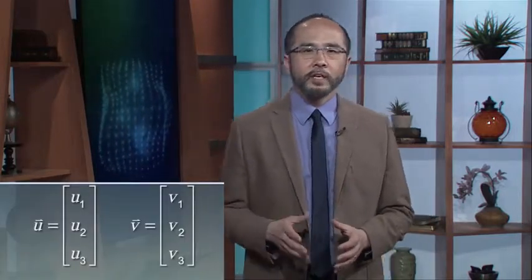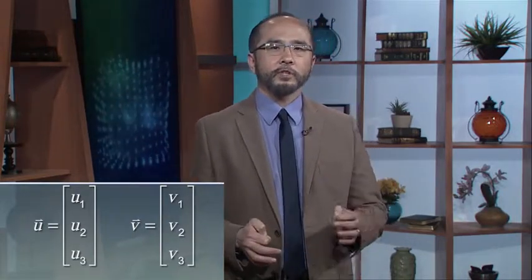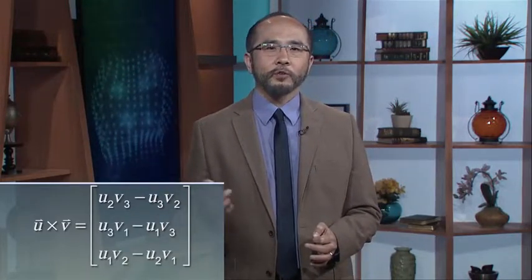There's another kind of product of vectors in Rn that is defined only in 3 dimensions. It is called the cross product. We'll define it both algebraically and geometrically. If you're given vectors u and v with components u1, u2, u3, and v1, v2, v3, the algebraic definition is given by some crazy formulas for the components: u2 v3 minus u3 v2, comma, u3 v1 minus u1 v3, comma, u1 v2 minus u2 v1.